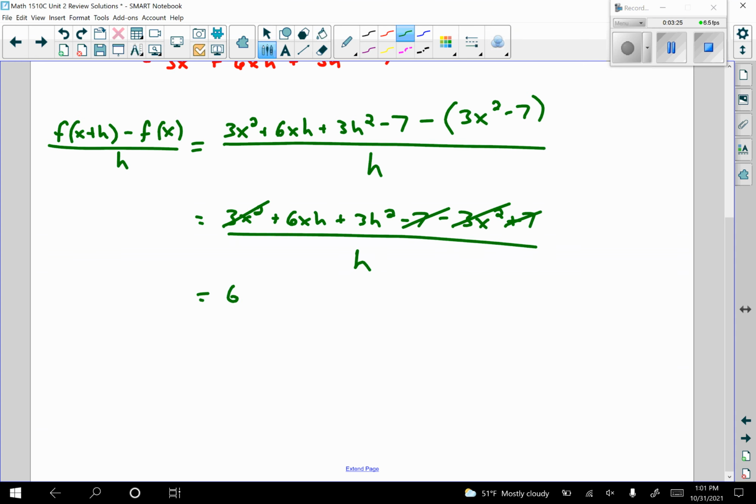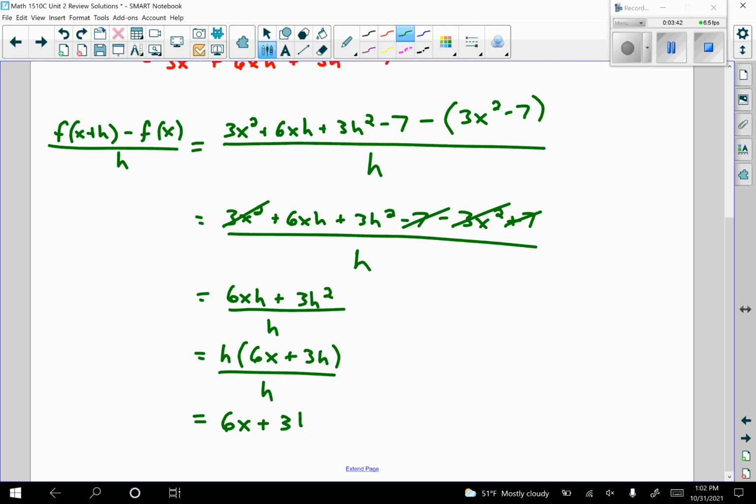So now we have 6xh plus 3h squared divided by h. Now I could divide everything by h, take an h out here, so technically I could factor out the h, 6x plus 3h all over h. So now I'm just left with 6x plus 3h. And that's it.